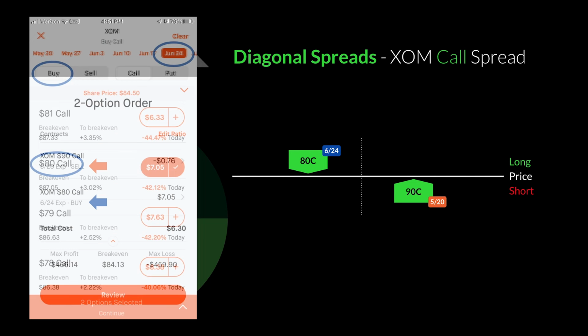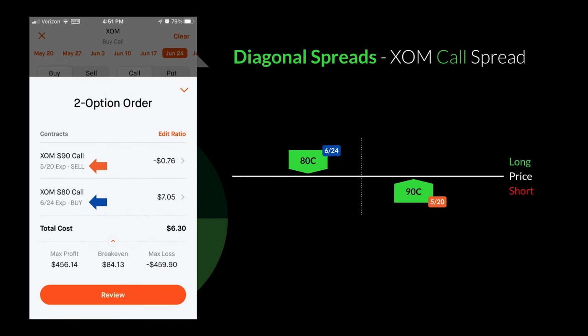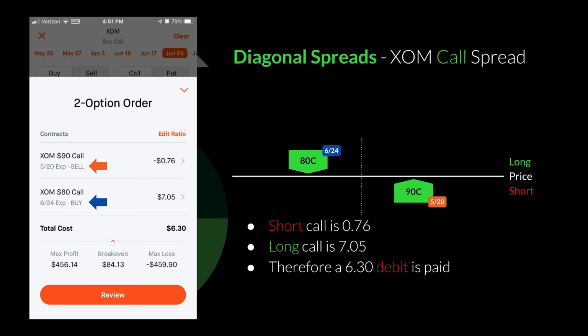Now, if we combine these and we look at the summary, it doesn't come up as a diagonal spread, at least in Robinhood. It just comes up as a 2-option order where we're selling one and we're buying another one. And you can see the short call is 76 cents in credit. Long call is $7.05 in debit. So obviously we're going to be paying a lot more for the long call because of the time value, and we're going to be receiving less credit for that short call because there's not as much time value. So there's an overall net debit of $6.30.